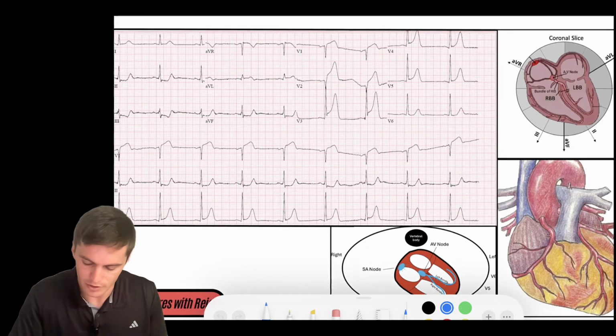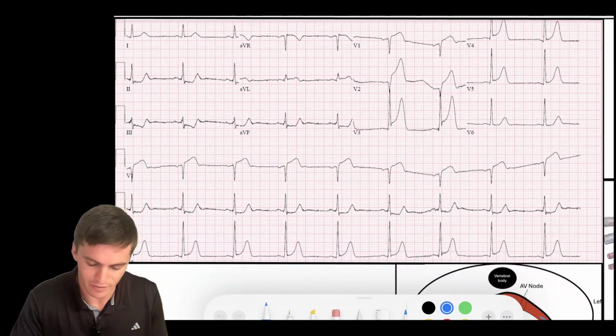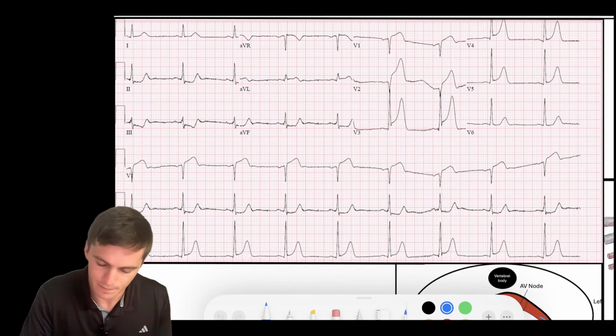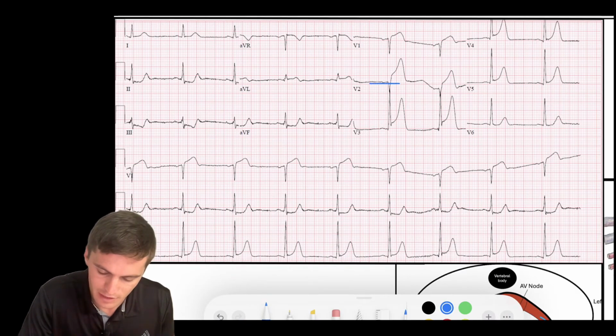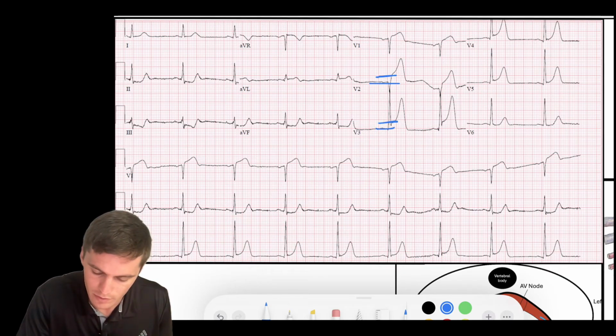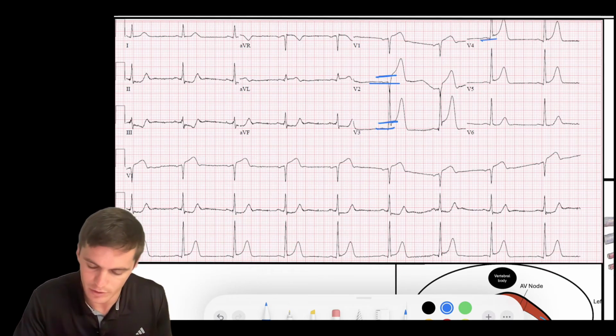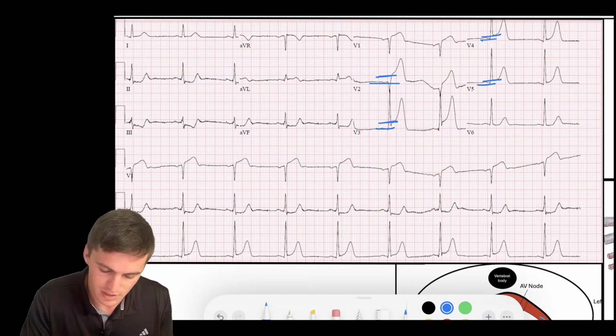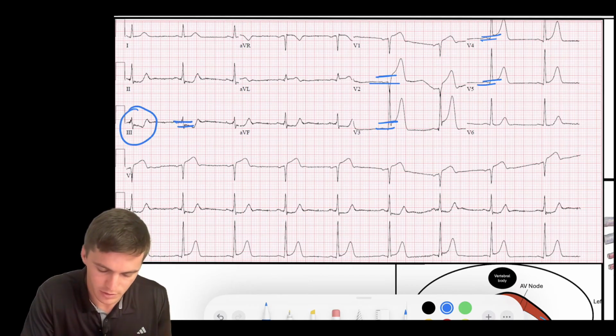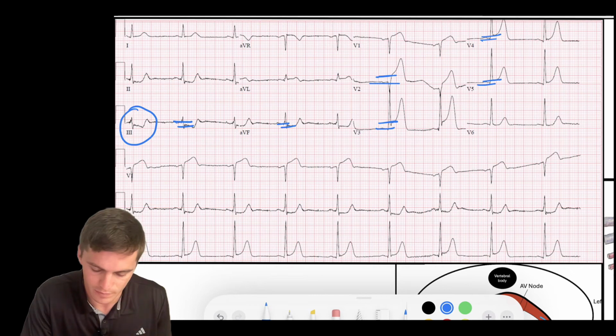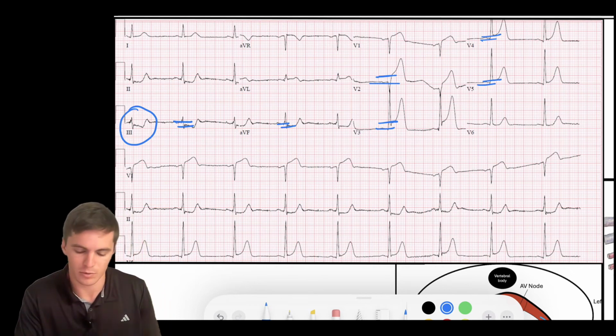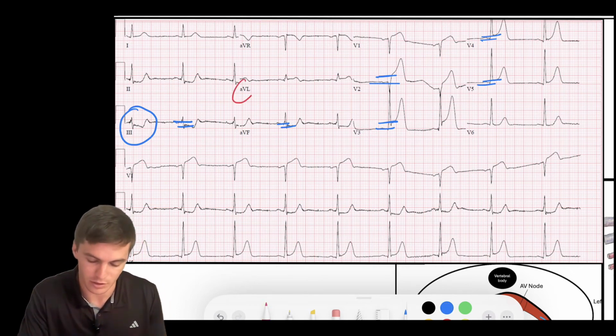This is another example where, if you look closely, we have ST segment elevation in V2, ST segment elevation in V3, then to a lesser degree V4, V5. You can see we also have reciprocal ST segment depression in lead 3 and aVF. So maybe a little bit of high lateral involvement, which we can look for.